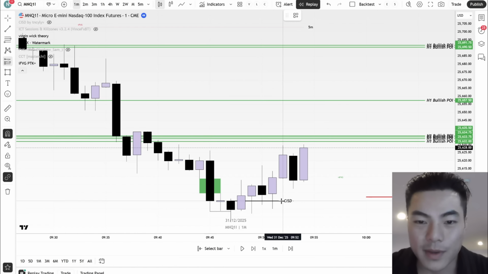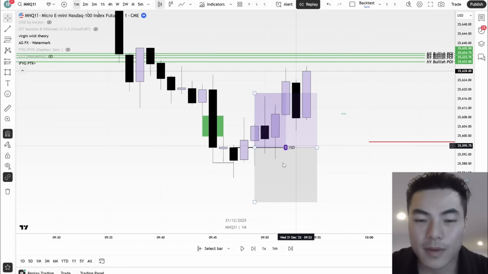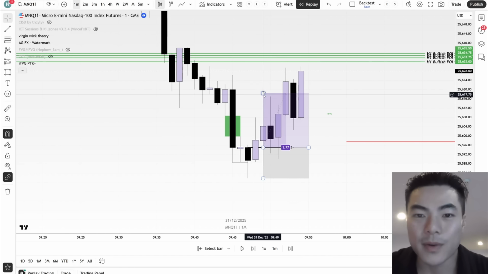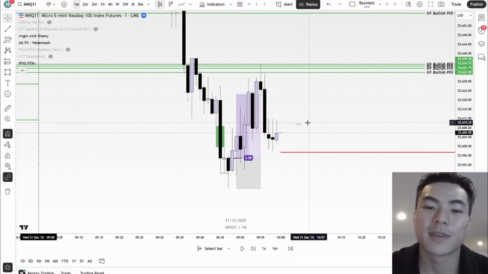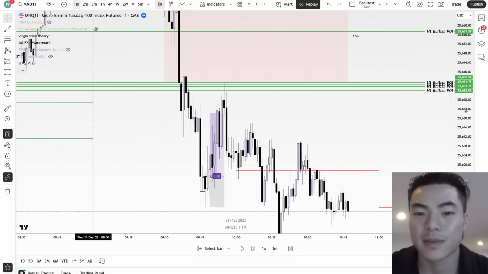So you can put your entry here. Stop at that low, targeting 2R. Yeah, you get it easy, in like 3 candles. Nice.